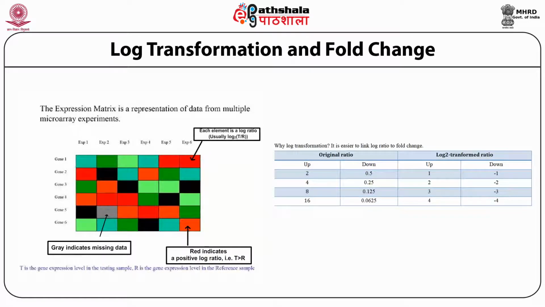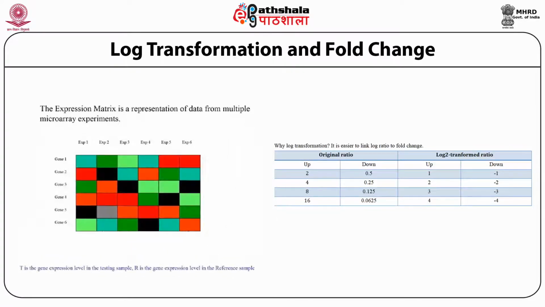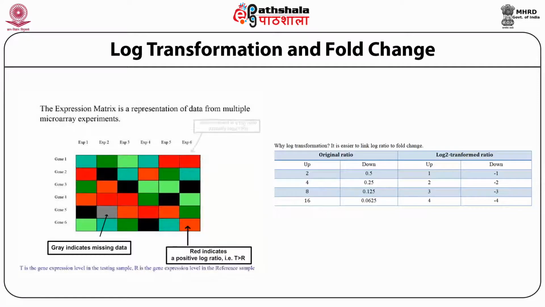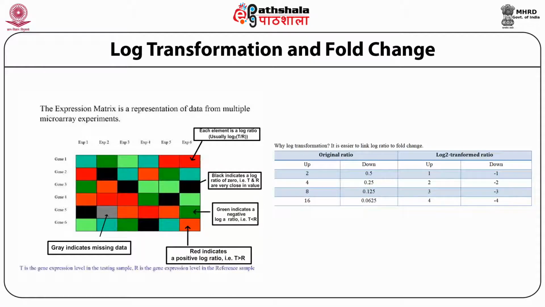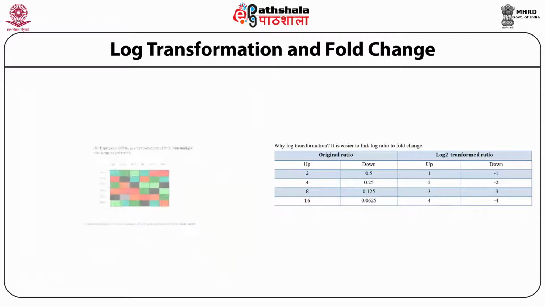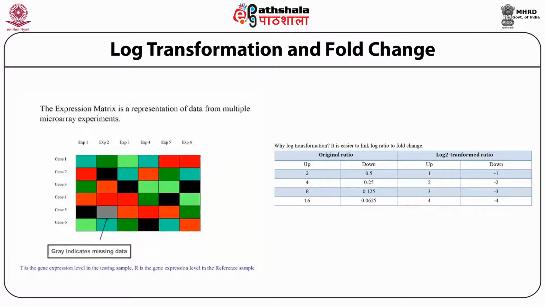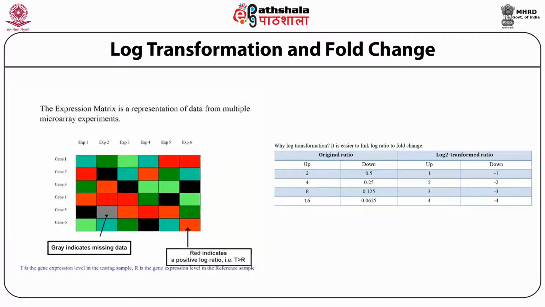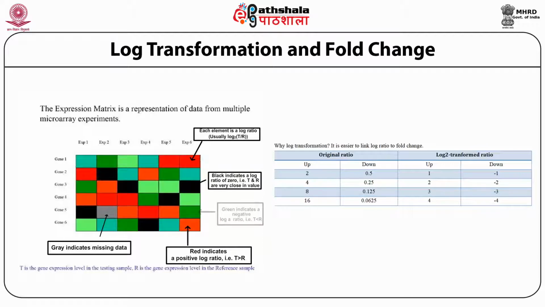Let's imagine the scenario shown in the table, where there's an upregulation of a particular gene, say 2-fold, 4-fold, 8-fold, 16-fold, and then there are equal downregulations like 1/2-fold, which is 0.5, or 1/4-fold, which is 0.25, and 1/8-fold, which is 0.125, and so forth. Now when you see this data, the upregulated genes are very nicely represented, 2, 4, 8, and it's very easy for us to visualize. But look at the downregulated genes: it's very hard to see a difference.